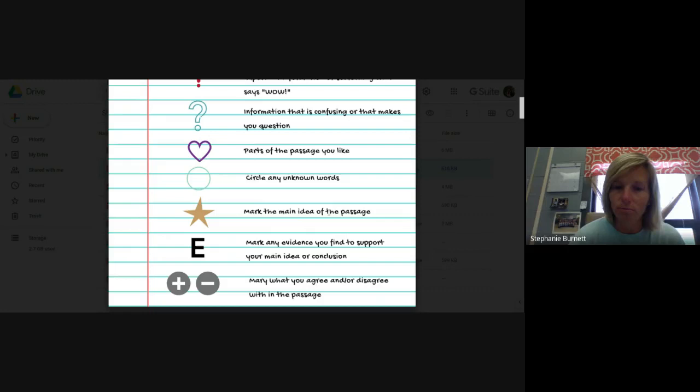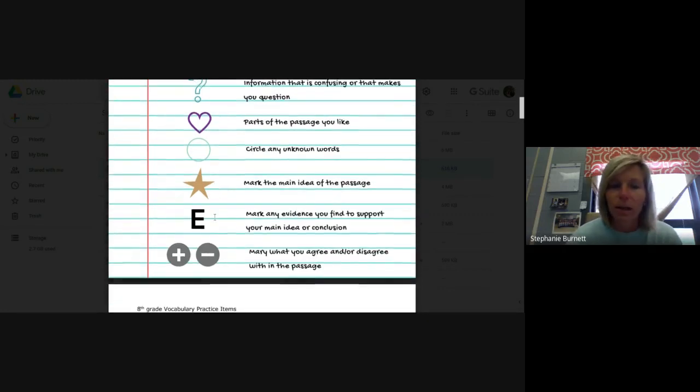It says use a star to mark the main idea of the passage. Okay, it almost always asks for the main idea, so that's very important with the star. E is to mark any evidence you find to support your main idea. Pretty much nowadays, whenever we're reading, you have to have evidence every single time. You know that, right? So save yourself some time, mark it with an E or a different color highlighter, so right there's your evidence, and you save yourself some time later.